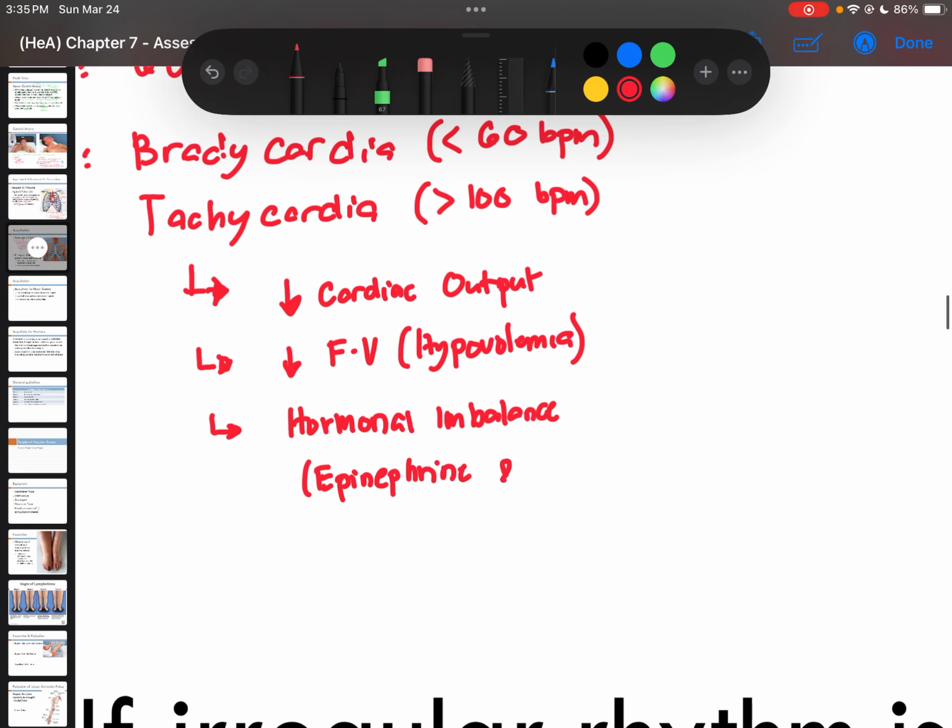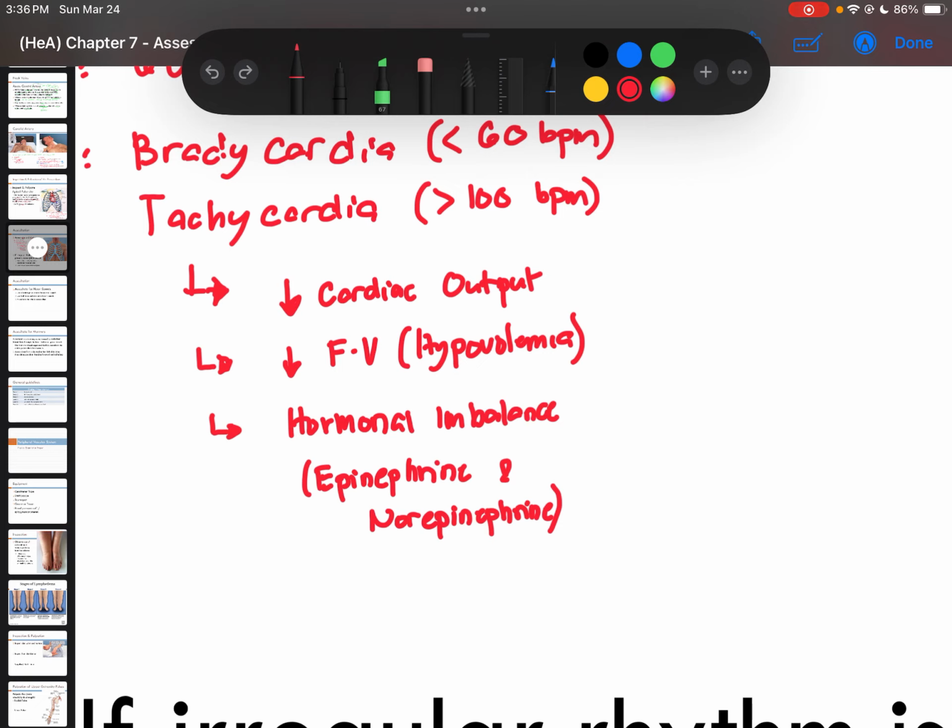Because both of these can trigger what we call our sympathetic nervous system. So if there is an increase in epinephrine, it will increase the heart rate because it activates the sympathetic nervous system. It also goes the opposite direction. If there is a decrease in epinephrine or norepinephrine, it will also slow down your heart rate, because it activates your parasympathetic nervous system.